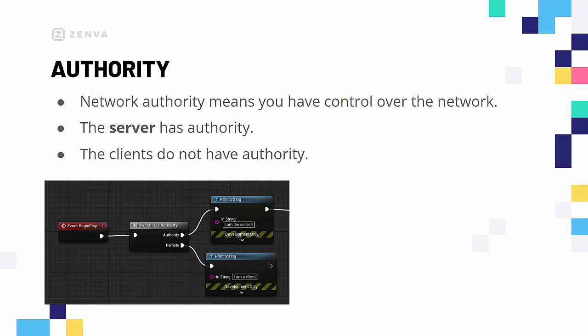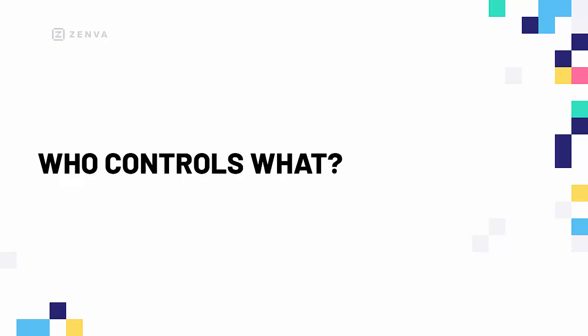And in that case, you would probably plug that into a switch has authority node, which allows you to basically check to see if the person who is running that node has authority or not. And if they do, you can then do something, and if they do not, you can do something else. Authority is something that is going to pop up multiple times when you're creating multiplayer games, and it's just important to know that you can use this when you only want the server to execute something and not everyone else. So that is a look at who controls what inside of multiplayer games with Unreal.